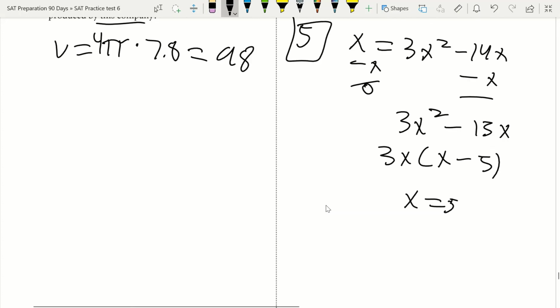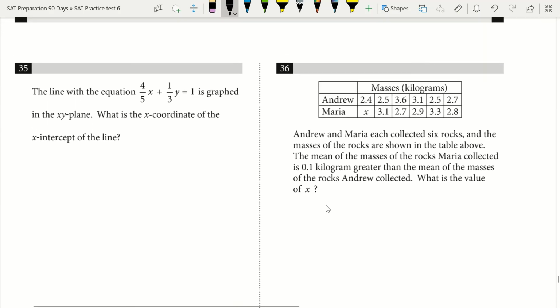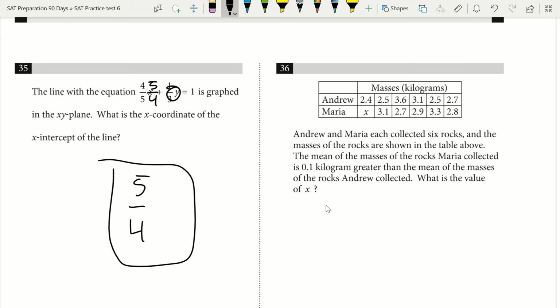All right, now we got question 35. Keep in mind that this is kind of like the last one, and then we take a look at 36 through 38. The line with the equation 4/5 x plus 1/3 y equals 1 is graphed in the xy plane. What is the x-coordinate of the x-intercept of the line? All right, well, my x-intercept is where y equals 0, so I can plug in a 0 there. 4/5 x equals 1. I know I have to multiply by my reciprocal. Therefore, x is going to have to equal 5 over 4. Okay, so 5 over 4 will be my answer for 35.